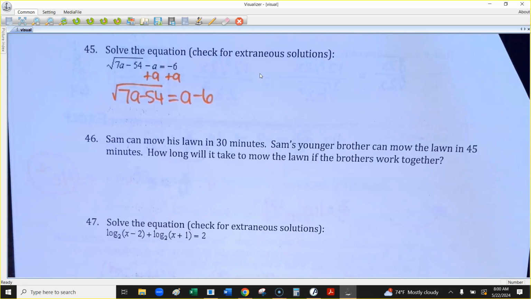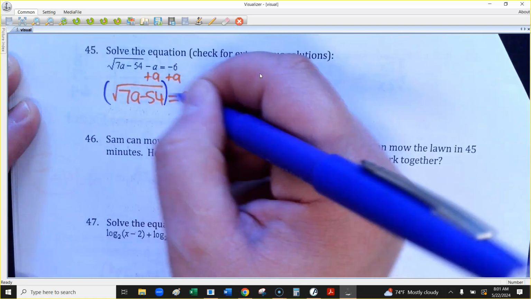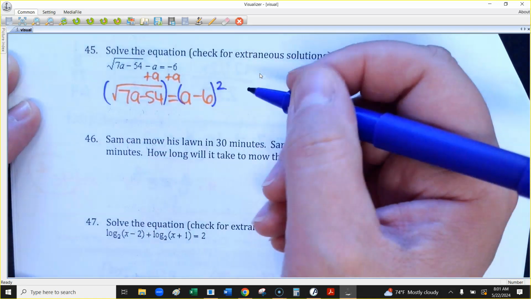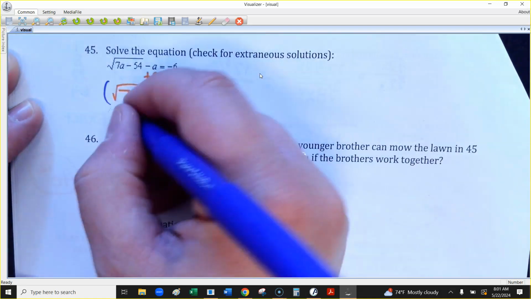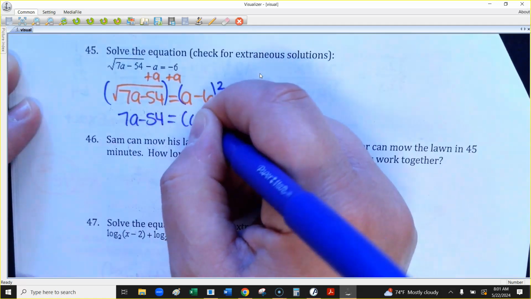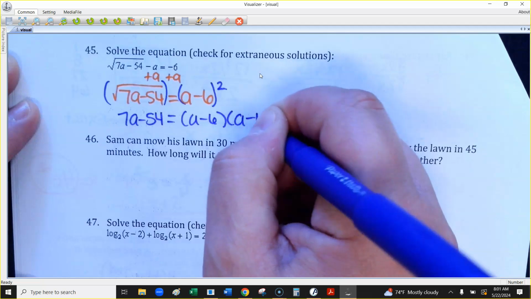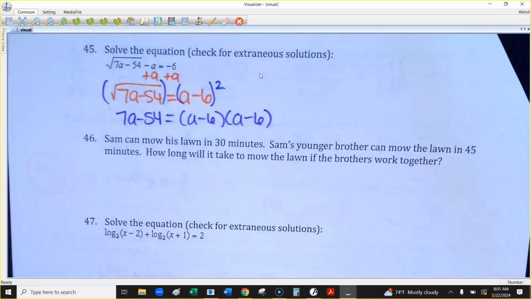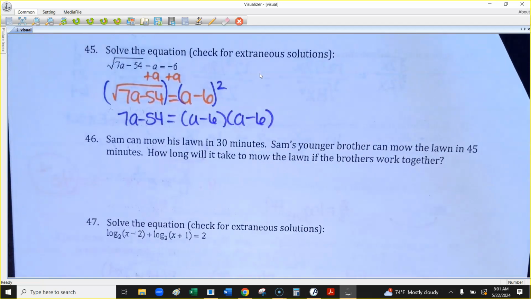And remember, how do I cancel out the square root? Yeah, square both sides. Okay, now, don't distribute this exponent on this side here. You've got to FOIL, right? So I'm going to have 7a minus 54. This would be a minus 6 times a minus 6. If you're squaring something, do not distribute that exponent because you'll completely mess up the middle term and not get it correct.